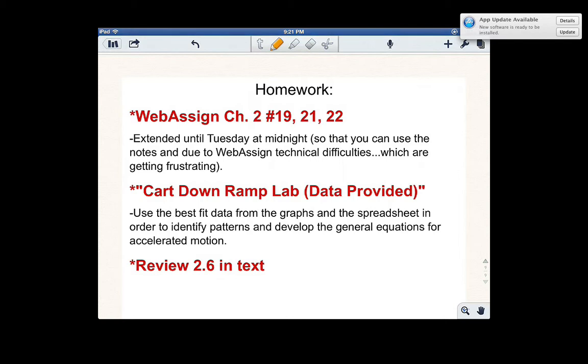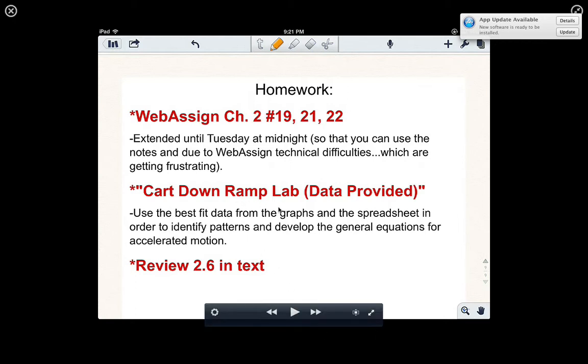We've had some WebAssign issues, technical difficulties, which, just know I am very, very frustrated. Work with me, communicate with me, and I'll make sure we can do extensions. And in this case, because WebAssign's been a little funky tonight, we are extending that until Tuesday at midnight, so don't worry about any extra WebAssign besides finishing up the ones from this weekend. Also, I want you to do that cart down ramp lab, see if you can identify those general equations for the accelerated motion, and then just review 2.6 in your textbook, which gets at this whole idea of equations associated with accelerated motion. So once again, WebAssign, finish that up.